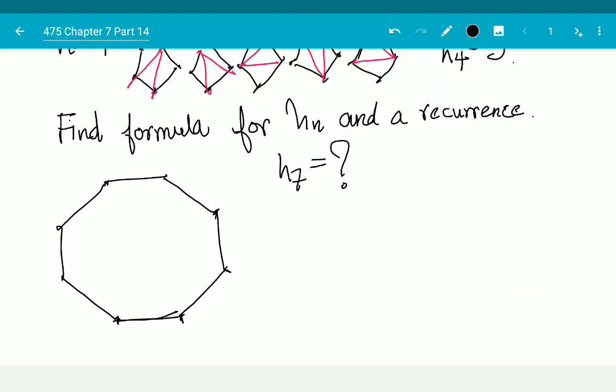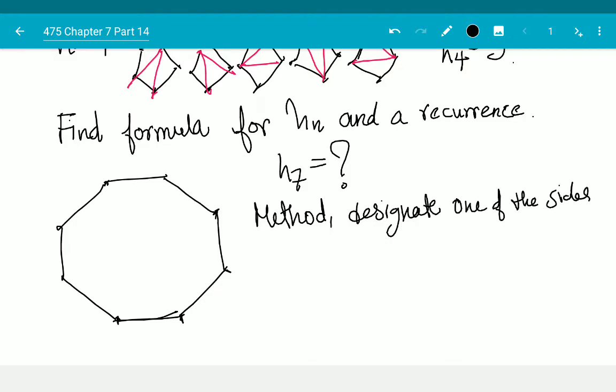the base. Method: designate one of the sides as a base.